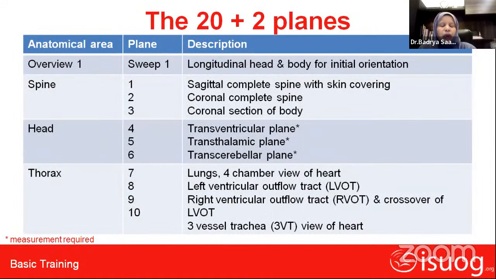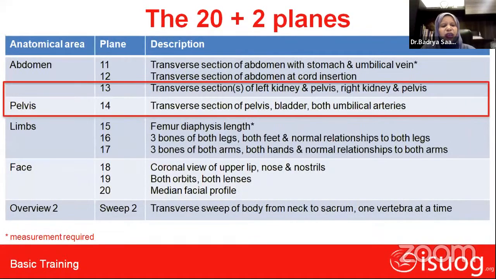So I think all of you are already familiar with this slide. It has been in almost all of the lectures. As you see, this is the journey during the scan, coming from head, neck, thorax, to the heart, to the abdomen. And in my talk, I will reach the lower abdomen, concentrating on plane 13, which is the transverse section of left kidney and pelvis, right kidney and pelvis, and plane 14, which is the transverse section of pelvis, bladder, and both umbilical arteries.